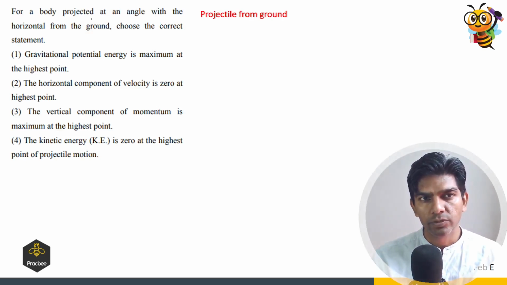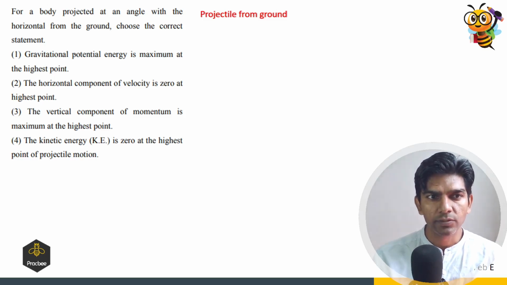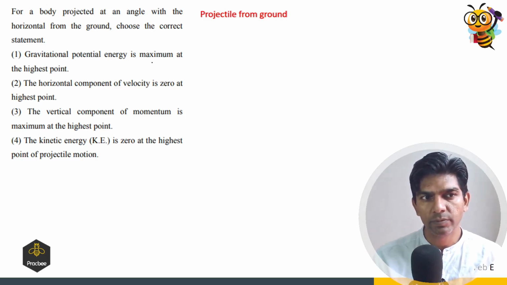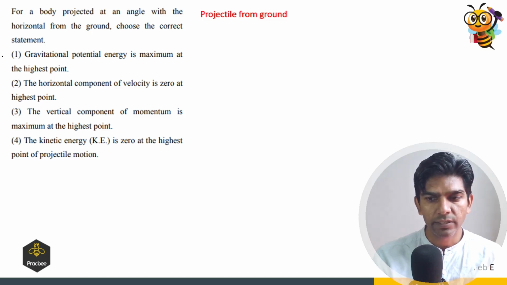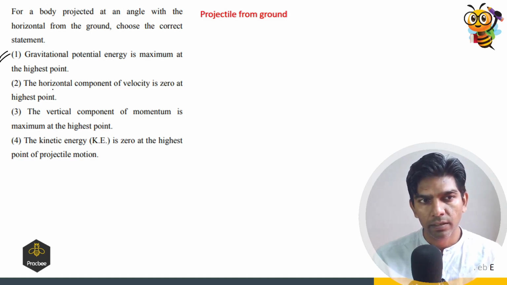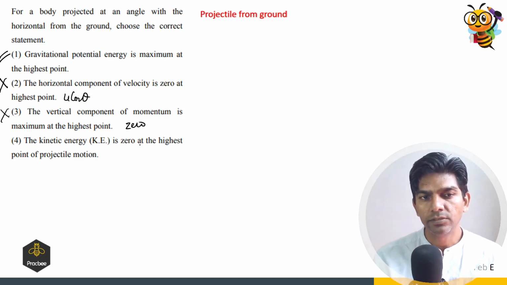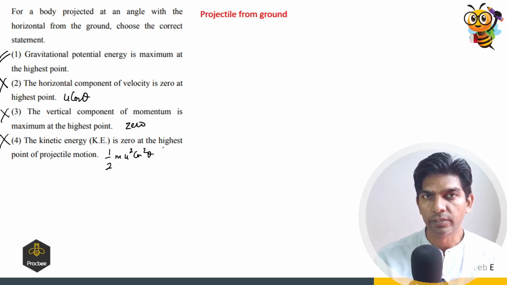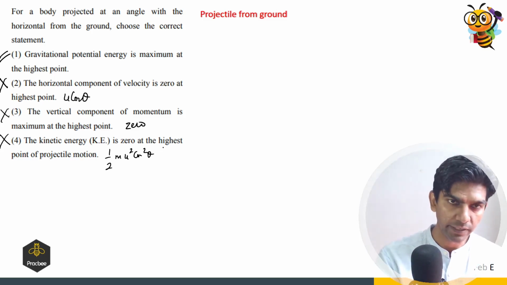Okay, right. So for a body projected at an angle with the horizontal from the ground, choose the correct statement. Gravitational potential energy is maximum at the highest position. So that is correct. The horizontal component of velocity is 0 at the highest position. That is incorrect. It is u cos theta. The vertical component of momentum is maximum at the highest position. That is 0, so this is incorrect. The kinetic energy is 0 at the highest point of the projectile motion. That is incorrect. It is half m u square cos square theta. So option 1 is the right answer.